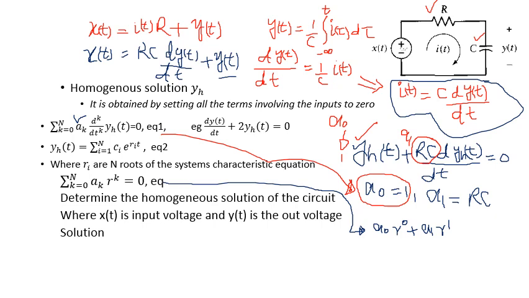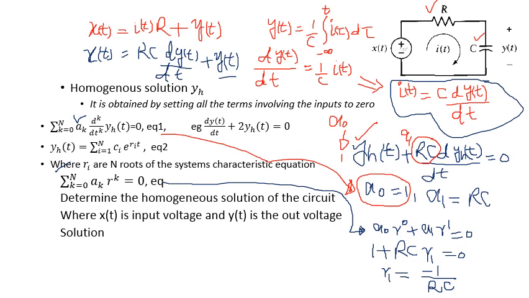And here n is 1, so it can go up to 1. So replacing values here and equating this to 0: r to the power 0 will be 1, a naught is already 1, so it will be 1 plus RC times r, equal to 0. So that means r here equals minus 1 over RC, right? So this is basically r1, right? So r1 equals this.